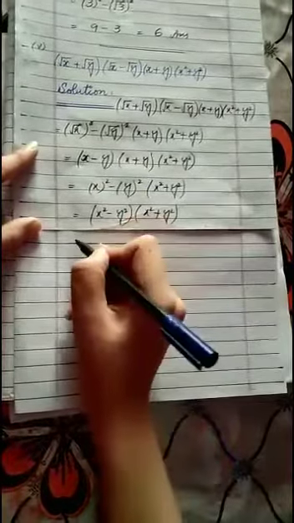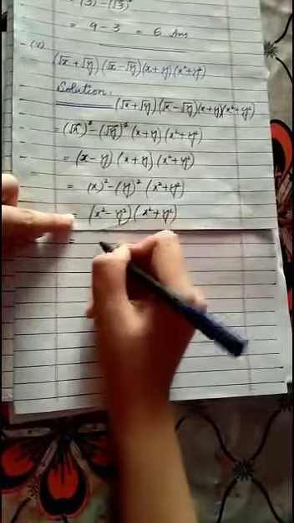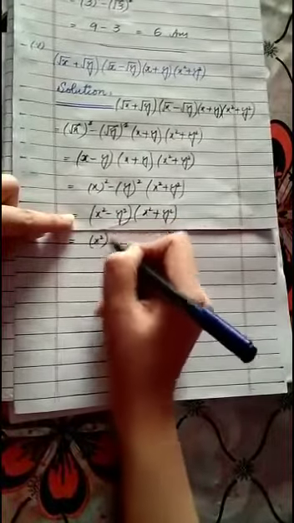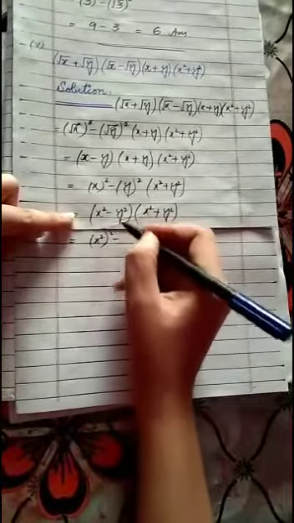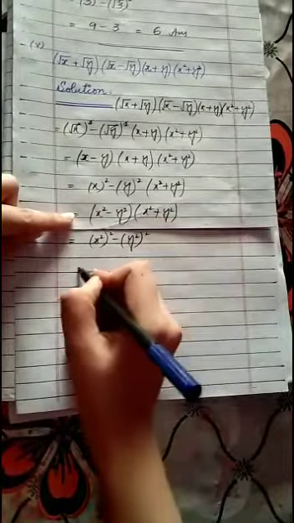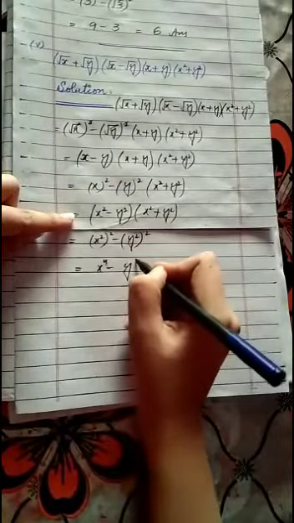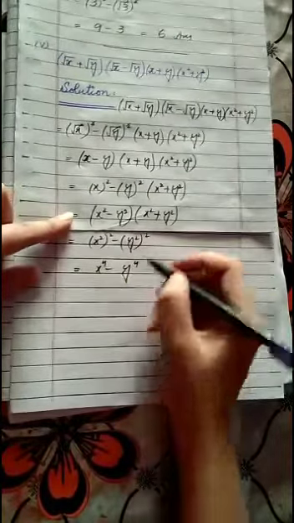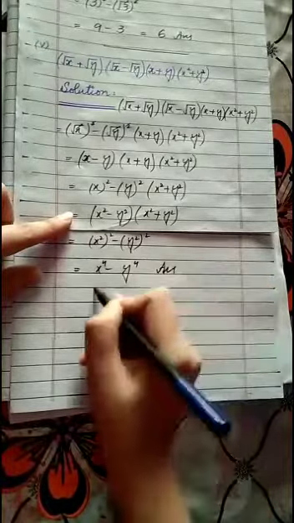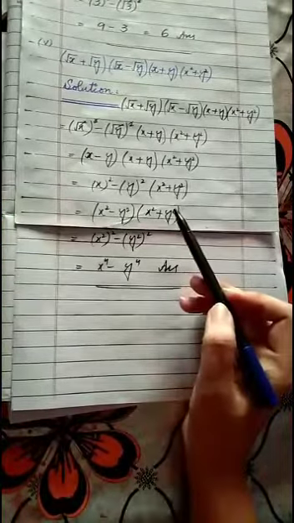Now again we can apply the formula here, a minus b into a plus b. So a square, we will consider it's a and it's b, into b square. Open its power: x power 4 minus y power 4. This is the final answer which we got of question number 4, part 5.